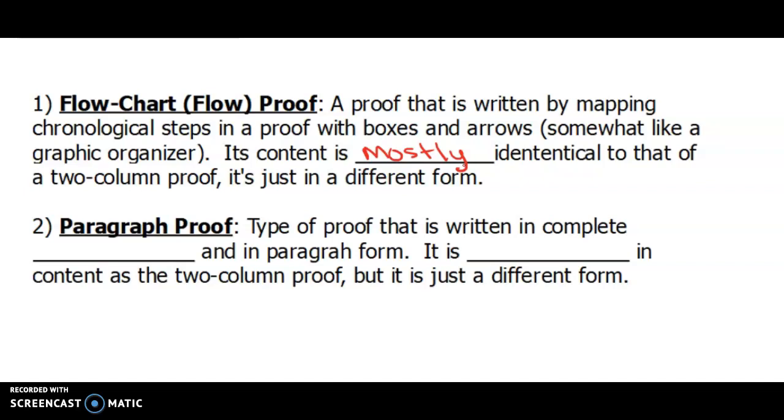And the same thing is true for the paragraph proof. It's written in complete sentences. Some of you may love that, some of you may hate that. And then it is also identical in content. So the same things are on it, it's just shown differently.